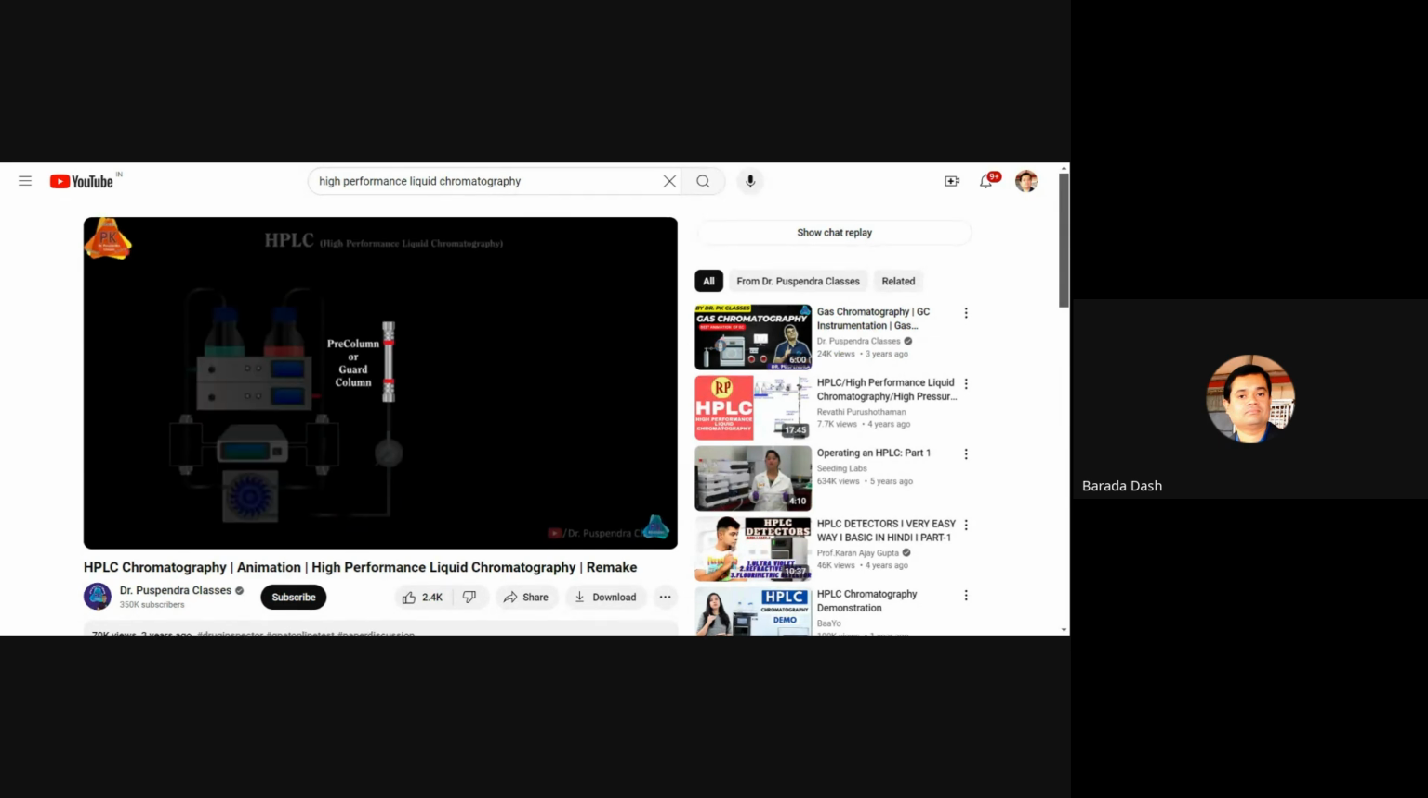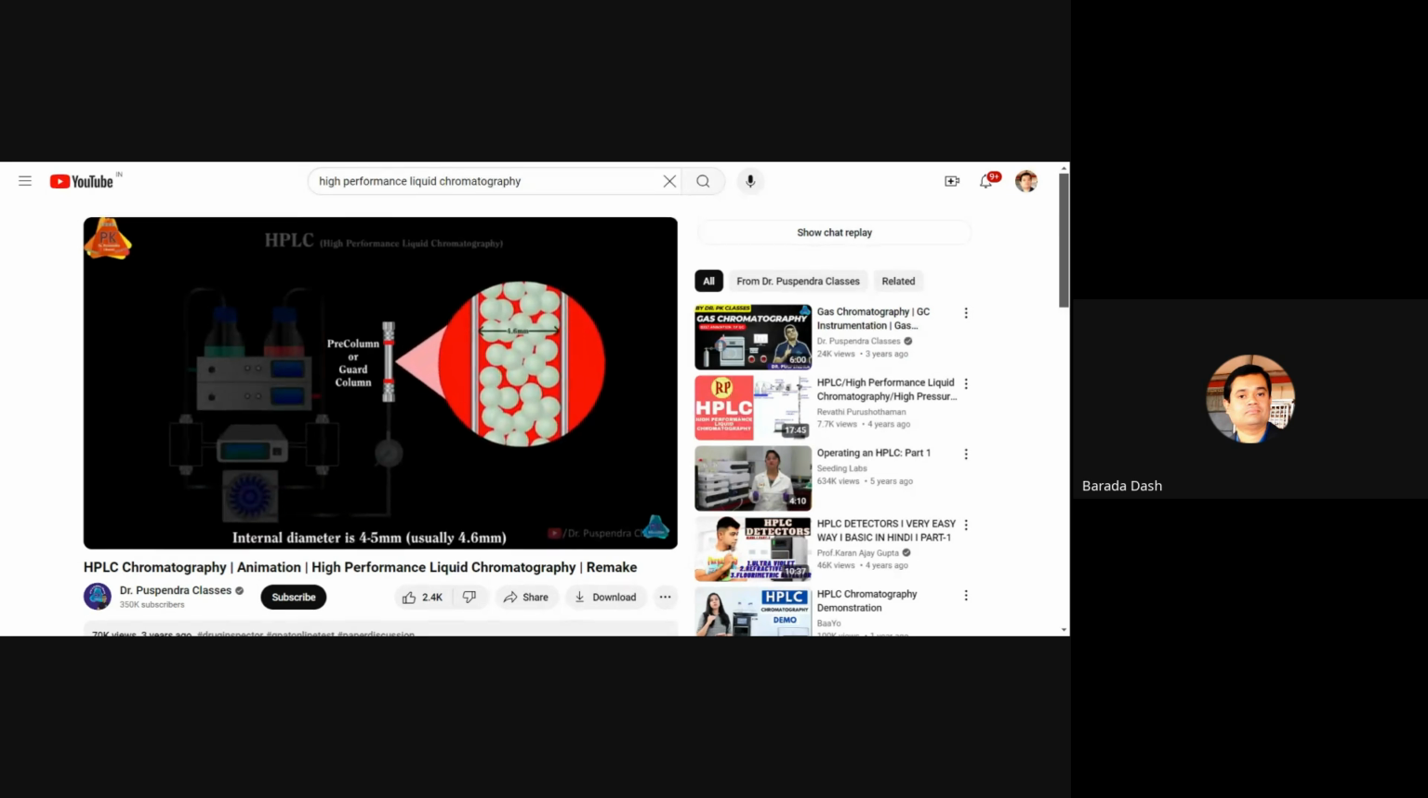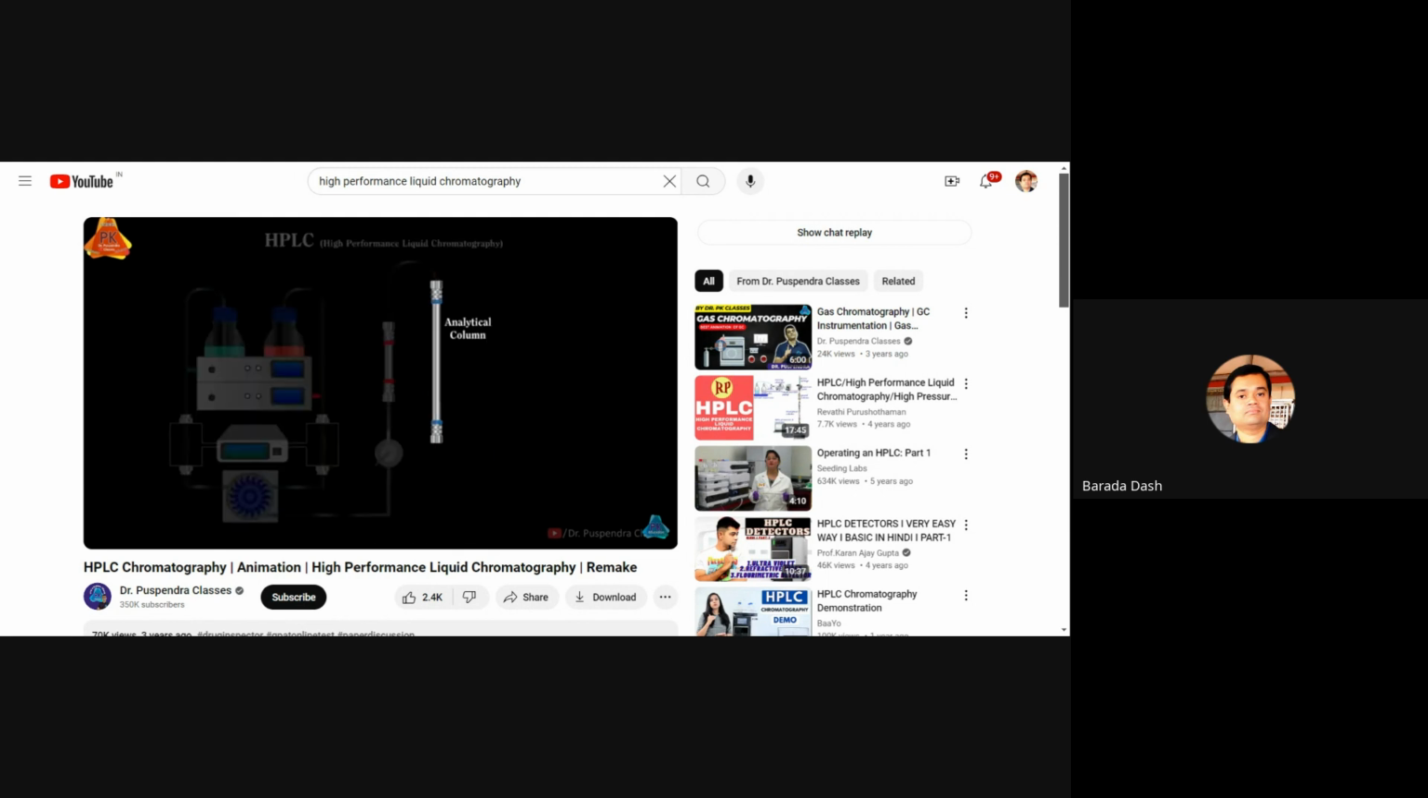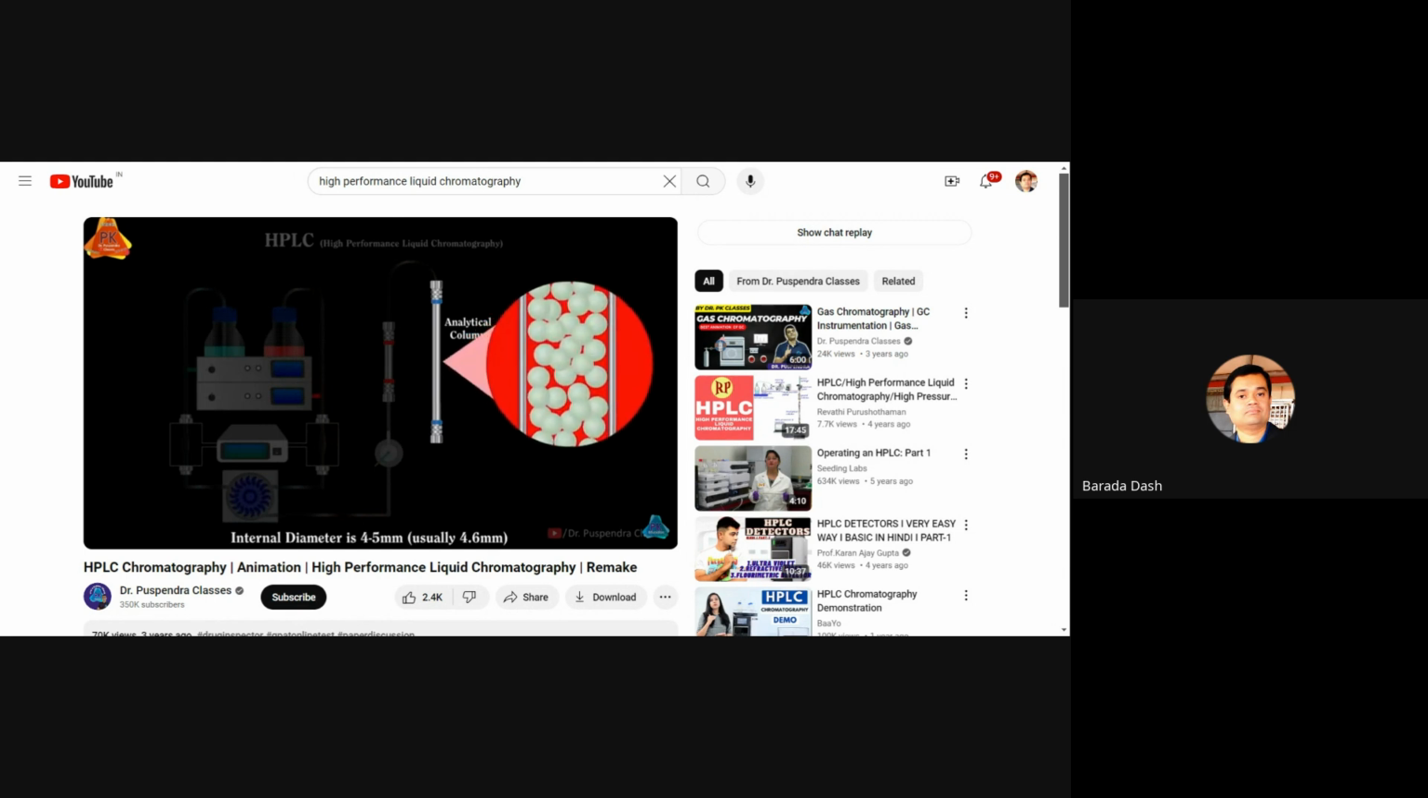Next part is pre-column, which is also known as guard column, and length of this column is 2 to 10 centimeters. Internal diameter is 4 to 5 millimeter, usually 4.6 millimeter. After guard column, next one is analytical column, and length of this analytical column is 10 to 30 centimeters. Again, internal diameter of these analytical column is 4 to 5 millimeters, usually 4.6 millimeter.